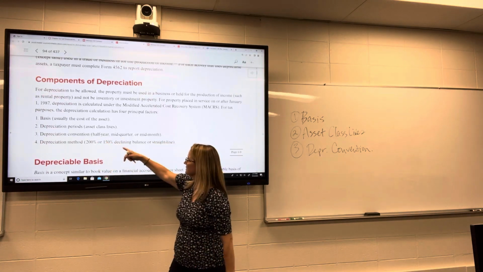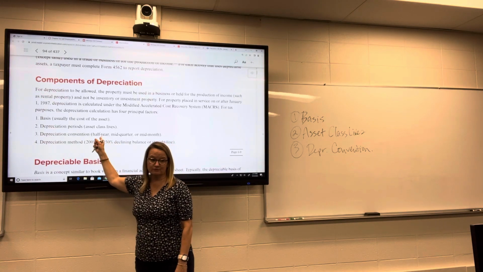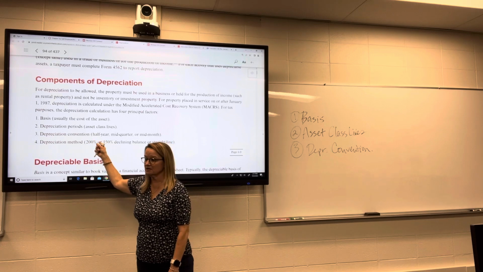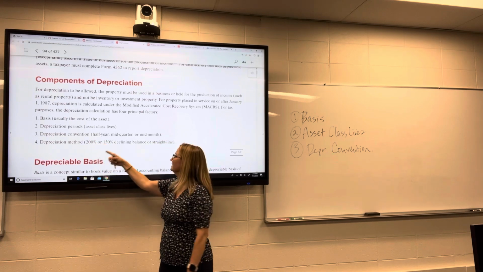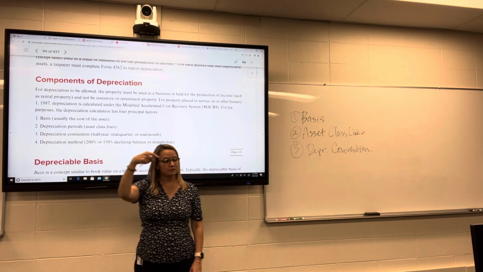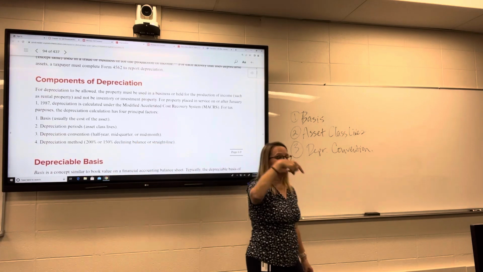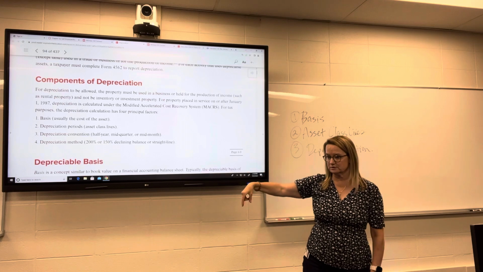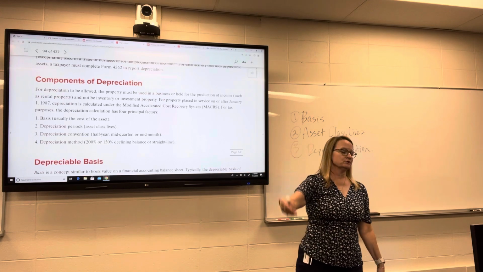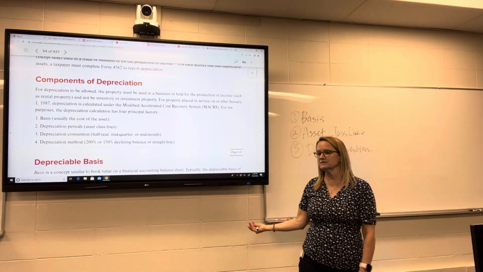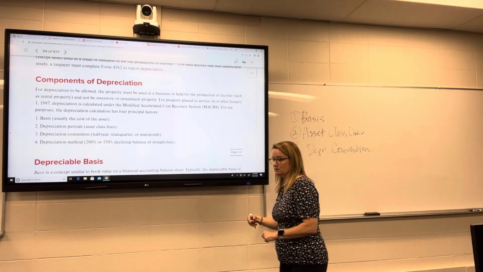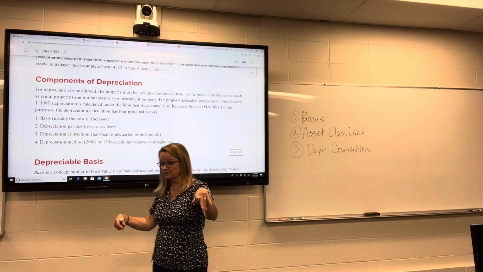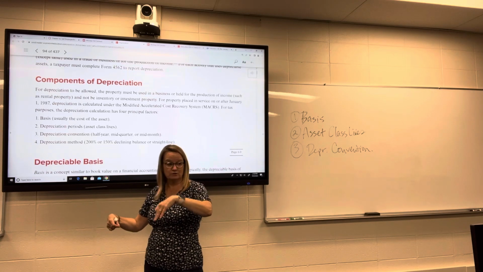Half year means it's going to be July 1st. Even if we purchased it on December 1st, we're going to start depreciating it July 1st. Mid-quarter means we're going to start depreciating it in the middle of the quarter in which it was purchased. So we purchased it March 15th. The middle of the first quarter would be February 15th. That's when we're going to start depreciating it, even before we even owned it.